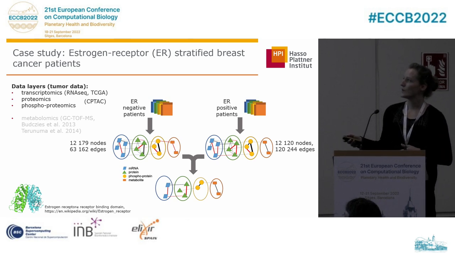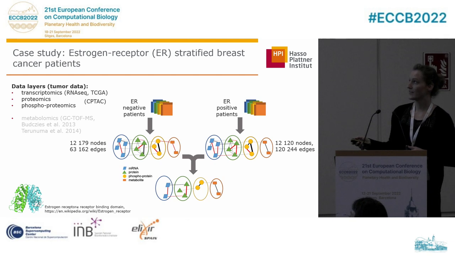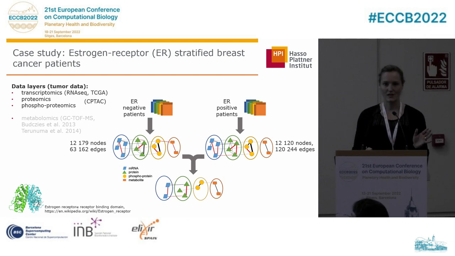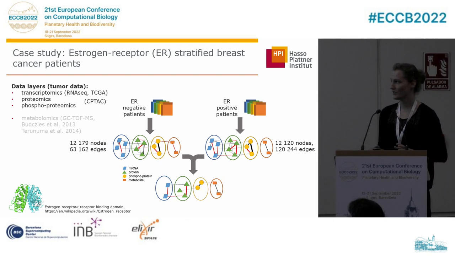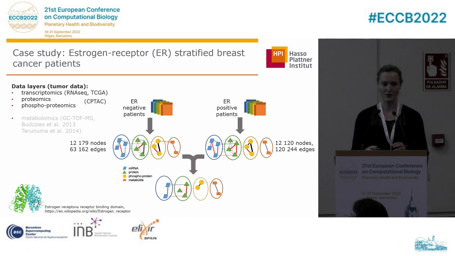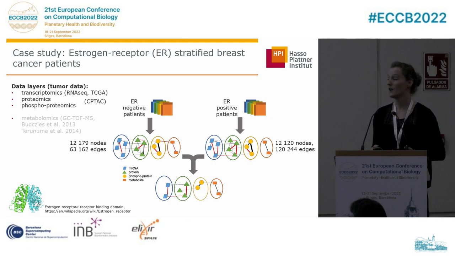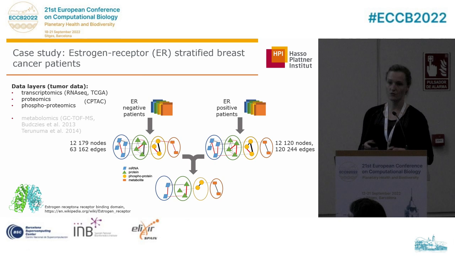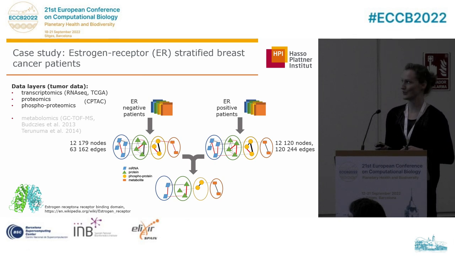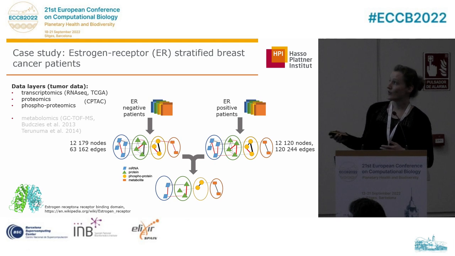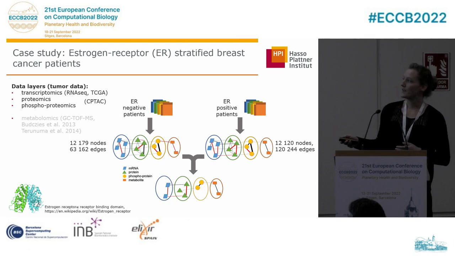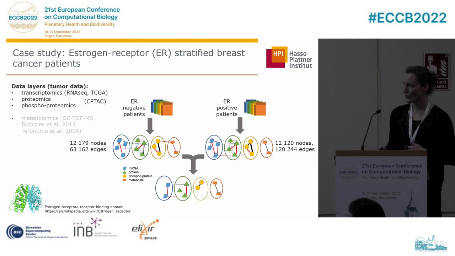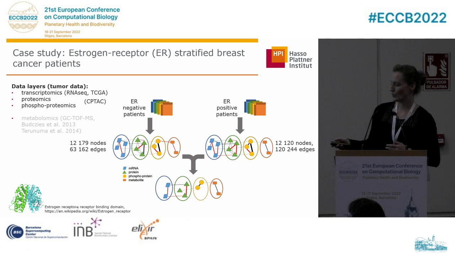What we do is we generate for the ER negative, ER is the estrogen receptor, it's very important because it's highly prognostic. Estrogen receptor negative patients usually have a worse prognosis than estrogen receptor positive patients. So it's a relevant cohort, and the data is usually there, as the estrogen receptor status is reported in the data sets. We generate our integrated networks for each of these subgroups. Here are the sizes: 12,000 nodes, 60,000 edges, here a bit more edges but a similar number of nodes, and we generate the differential network.